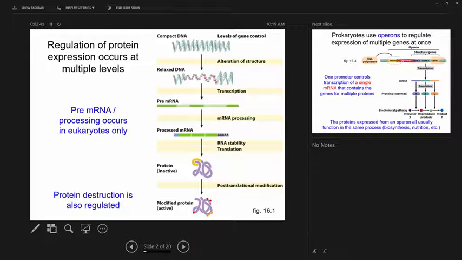Then also in eukaryotes, you get processing of pre-messenger RNA to messenger RNA, and then you're also going to get regulation, as I hinted at last time, at the level of the protein. So you can get a protein that's made but gets phosphorylated to turn it on or off, dephosphorylated to turn it back off, and also you can get destruction of the protein. So we're going to step back from this complicated eukaryotic model and talk about the prokaryotic model in this chapter, and then go back to this in chapter 17.